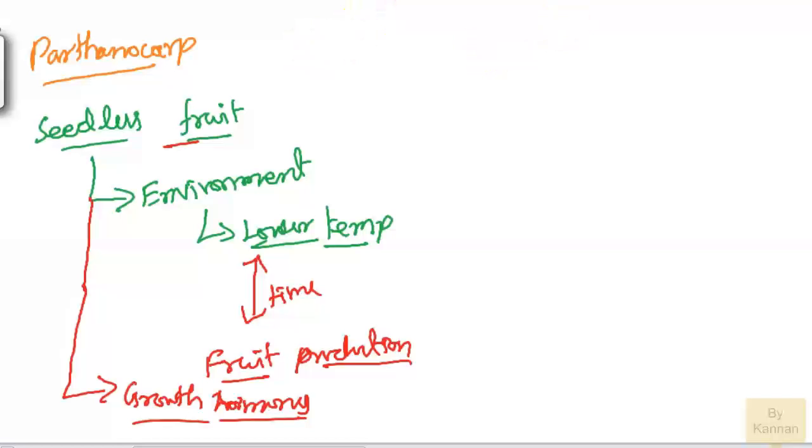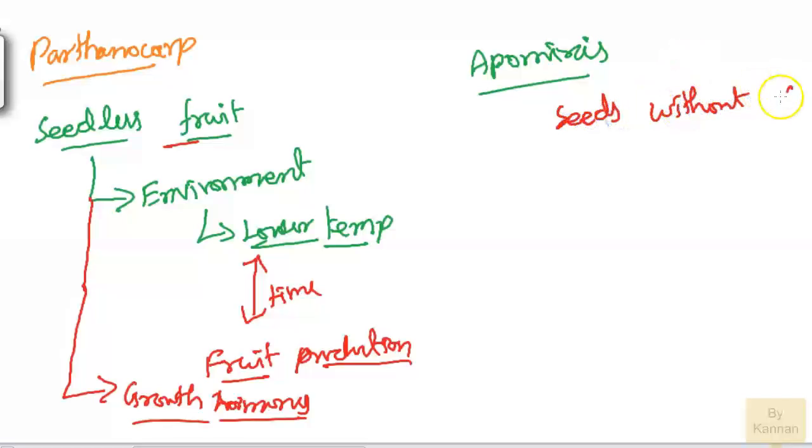So these are economically important techniques in agriculture. Then the next thing is apomixis. Apomixis is completely different from parthenocarpy, so don't confuse the two. Apomixis is the formation of seeds without fertilization. Seeds are formed without fertilization.